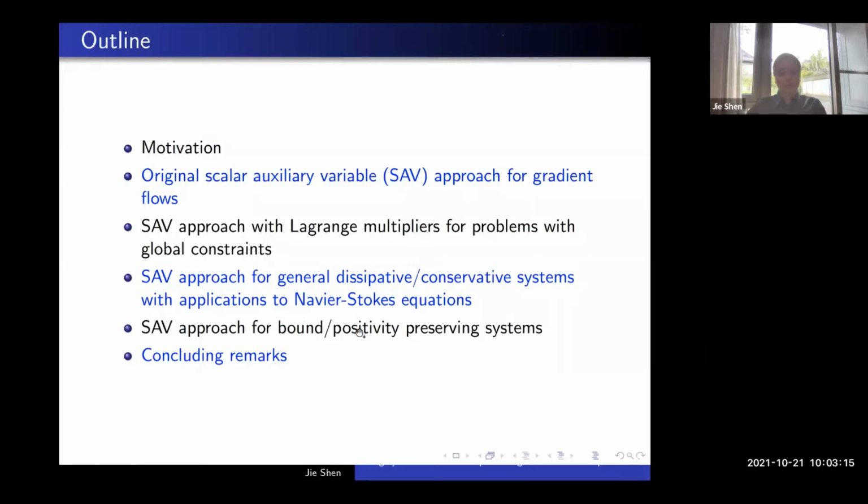And I will briefly mention how to deal with bound and positivity preserving problems, and conclude with a few remarks.